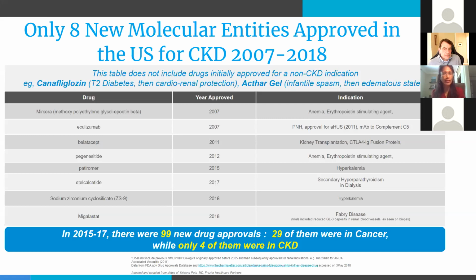Acthar gel is another one, initially approved for infantile spasms, and then later got approved for people with edema.